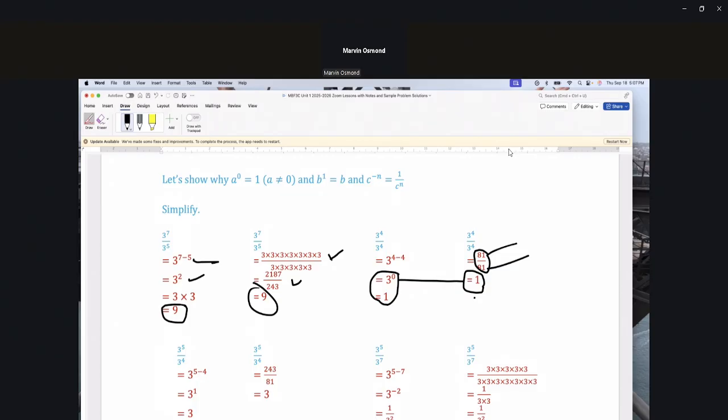You can go 4 to the power of 5 divided by 4 to the power of 5. As long as the two numbers are the same, so you divide two numbers that are the same, you'll get 1. And using exponent laws, you'll get to the power of 0 each and every time.